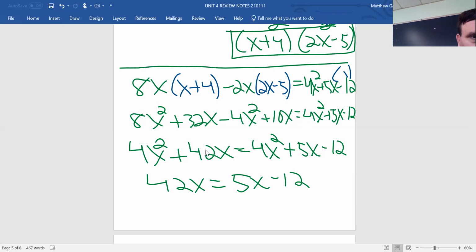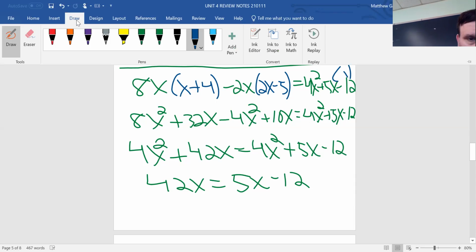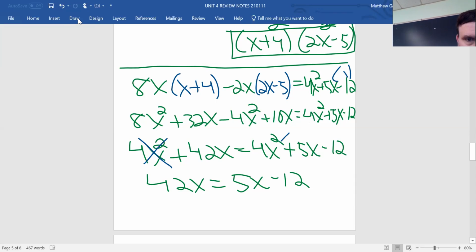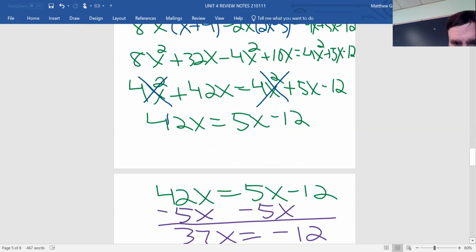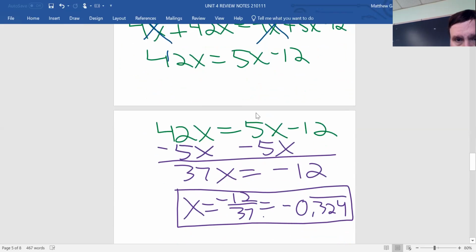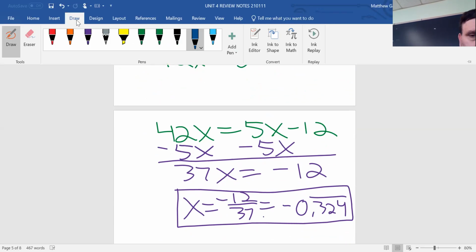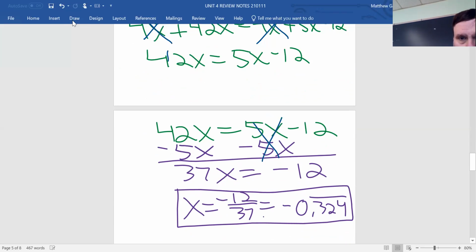What I don't show, and what I'm going to talk about right now, is that the 4x squared terms cancel. And we end up with 42x equals 5x minus 12. The constant's already isolated on the right side, the negative 12. So we bring over 5x. And to be clear, this is 0 minus 12, which is negative 12. So x is negative 12 over 37, which I showed you on the TI graphing calculator.